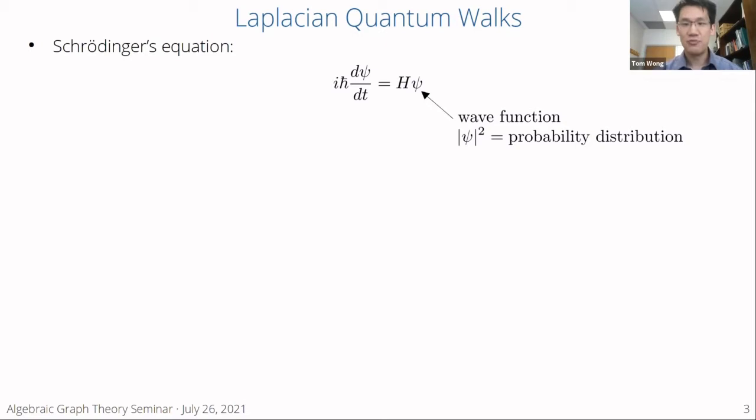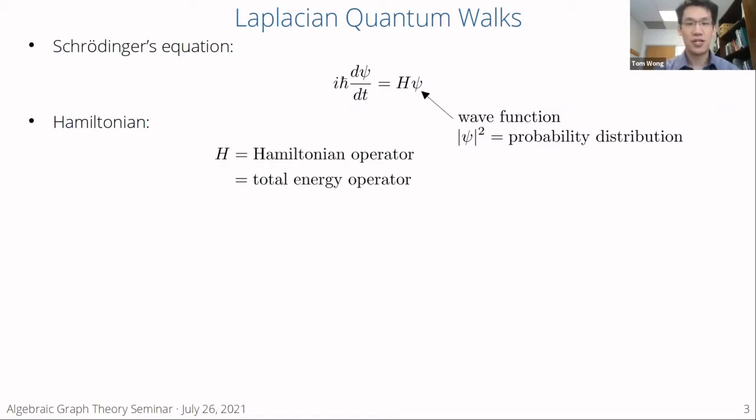Psi is your wave function, which, when you take the norm squared of it, gives you your probability distribution for where you'll find your quantum particle. And then H is the Hamiltonian. The Hamiltonian actually has physical meaning. It's an operator that corresponds to the total energy of the system. Depending on what physical system you're looking at, the terms might be different, but they're all going to have a kinetic energy term and perhaps a potential energy term.